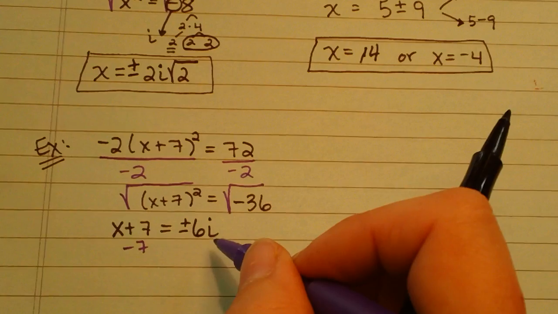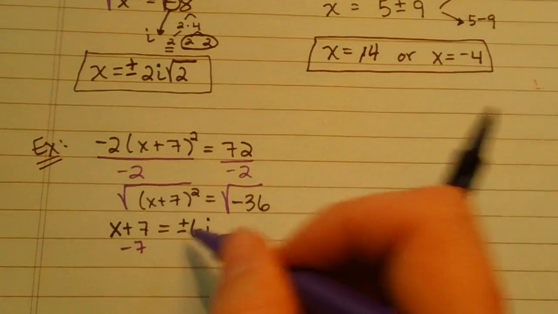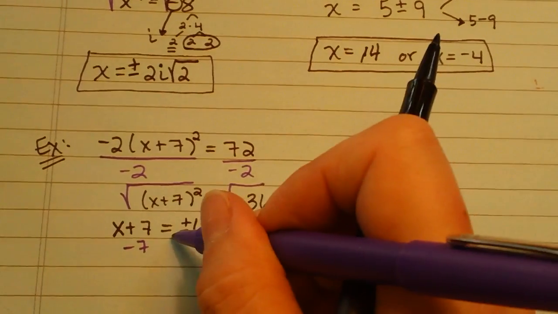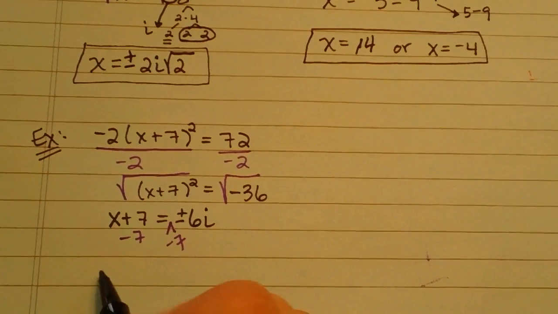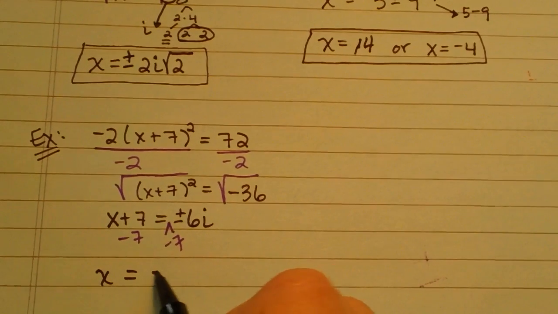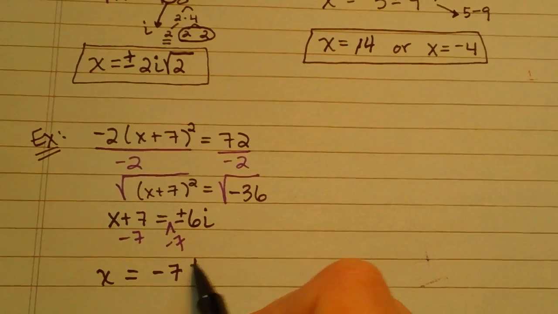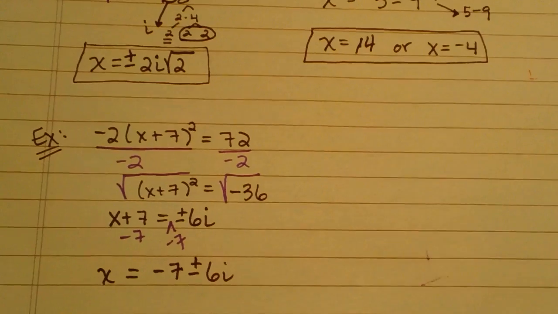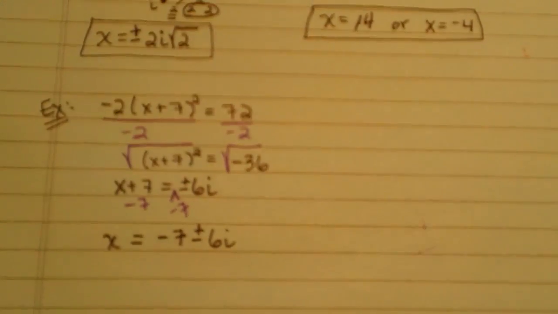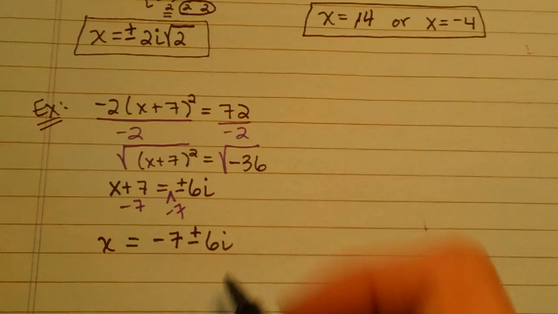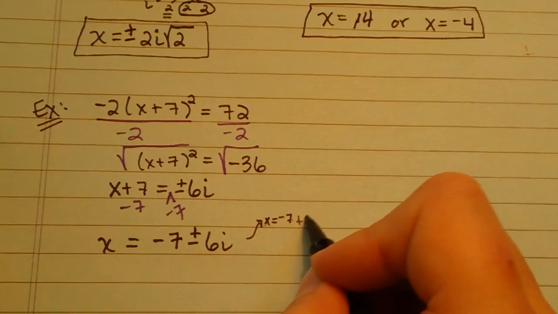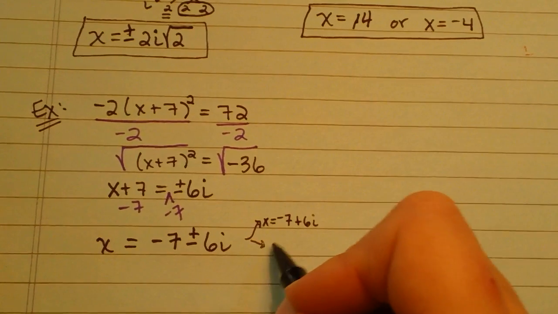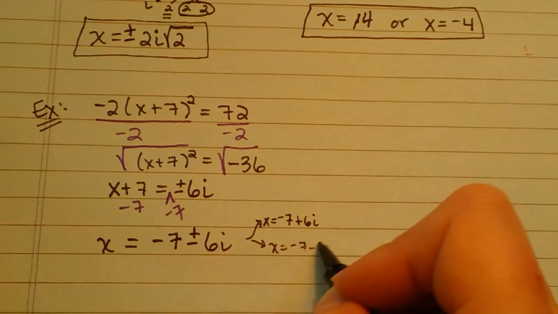And do you remember where that minus 7 goes when you have a plus or minus? It's going to go in front of the plus or minus. So it's going to be negative 7 plus or minus 6i. So x will equal negative 7 plus or minus 6i. Now remember that that answer really means x equals negative 7 plus 6i and x equals negative 7 minus 6i.